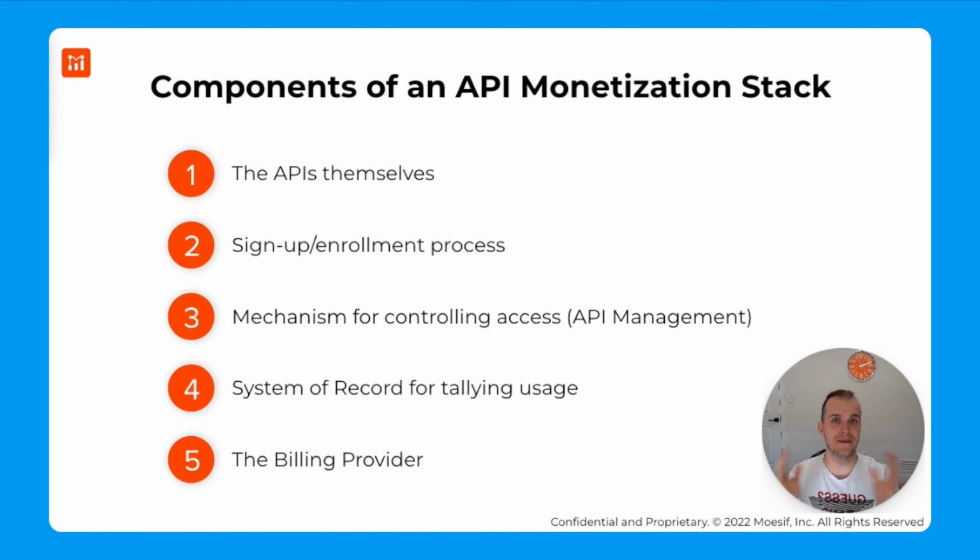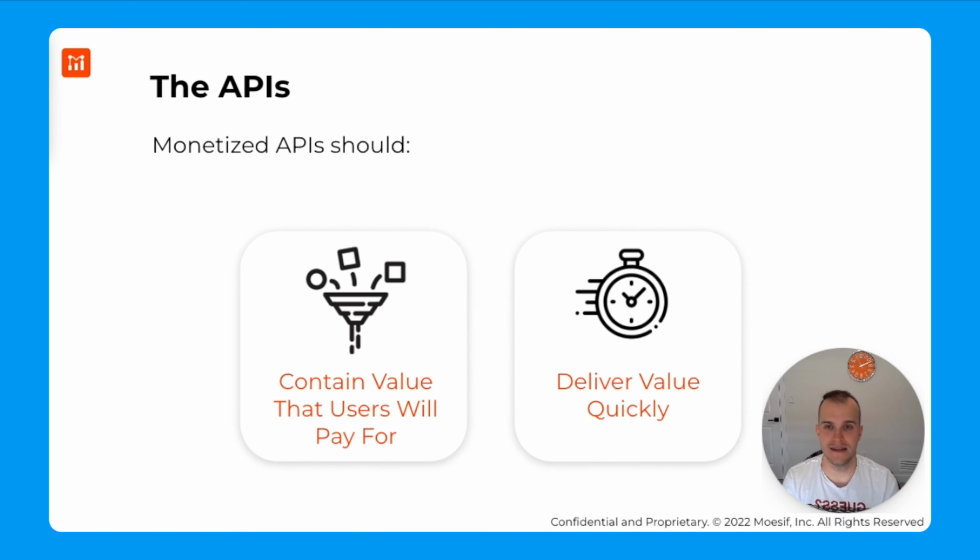With that being said, what are the actual components of an API monetization stack? We've got five components that we've outlined here, which are the APIs themselves, the sign up and enrollment process. So what does that actually look like? The mechanism for controlling access, which in this case we'll be looking at API management. The fourth will be the system of record for tallying usage. And lastly, to make sure that you get paid correctly, you want to make sure that you've chosen a billing provider.